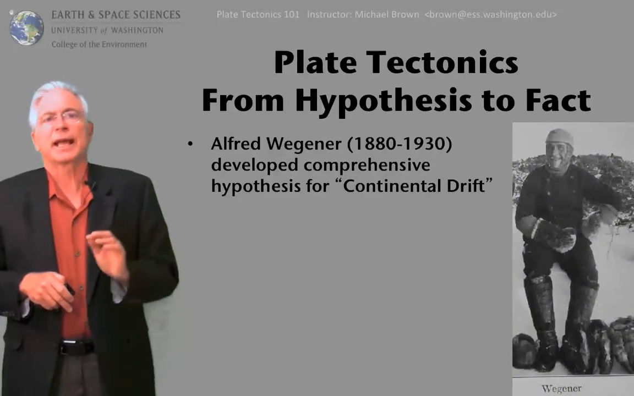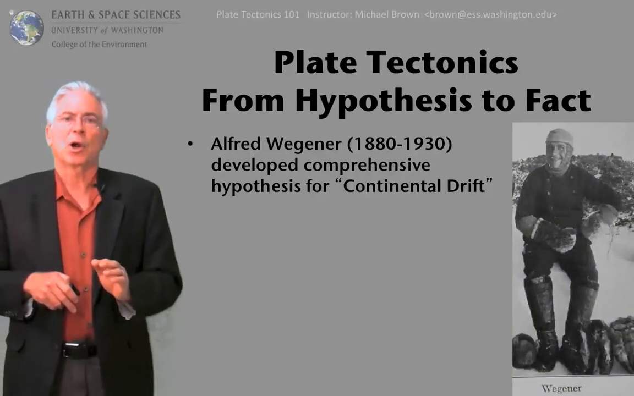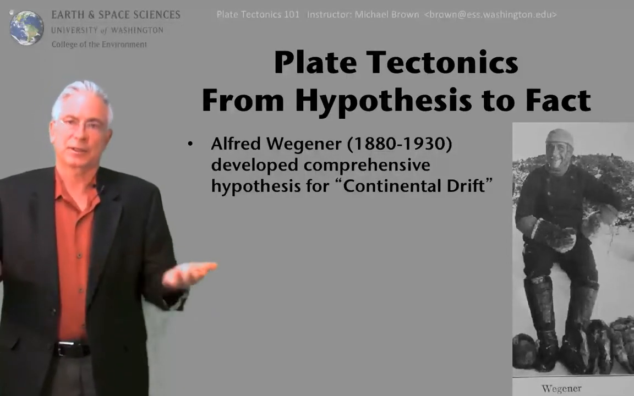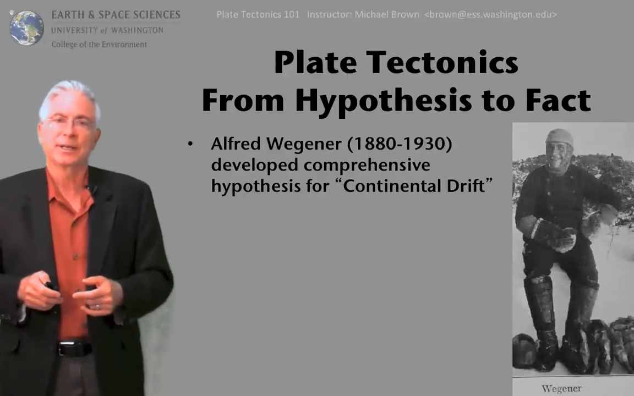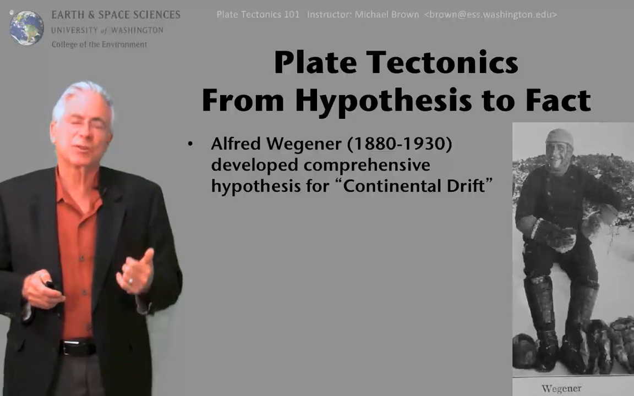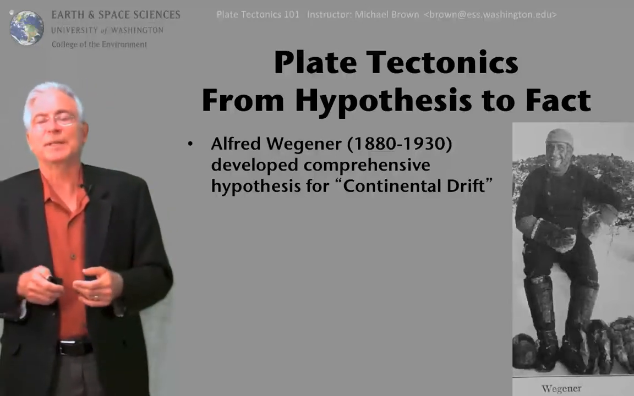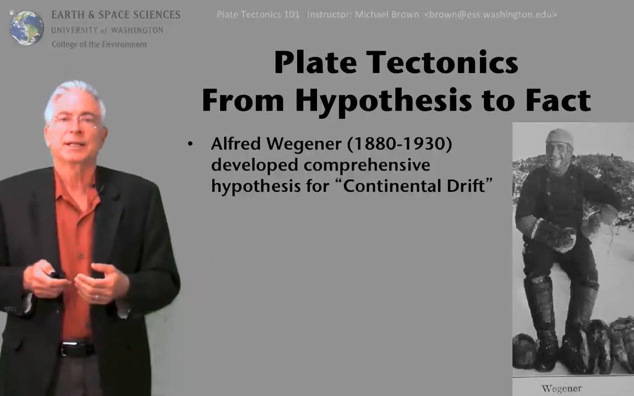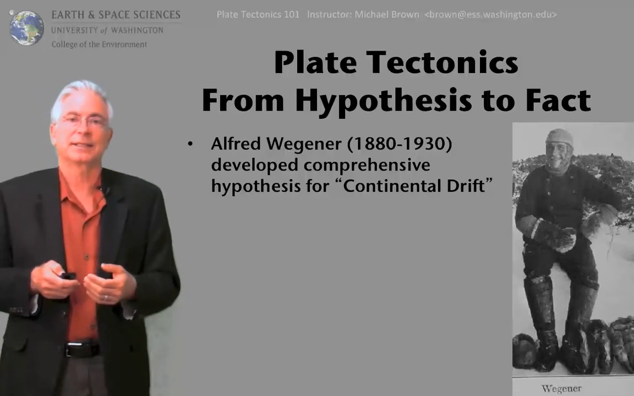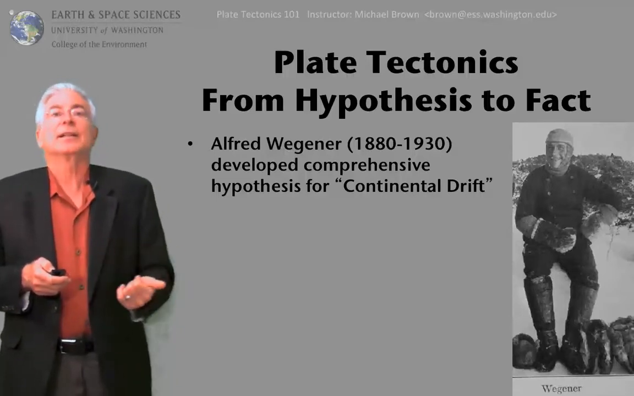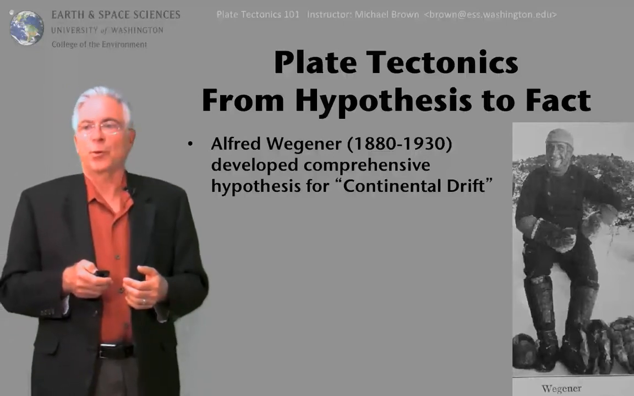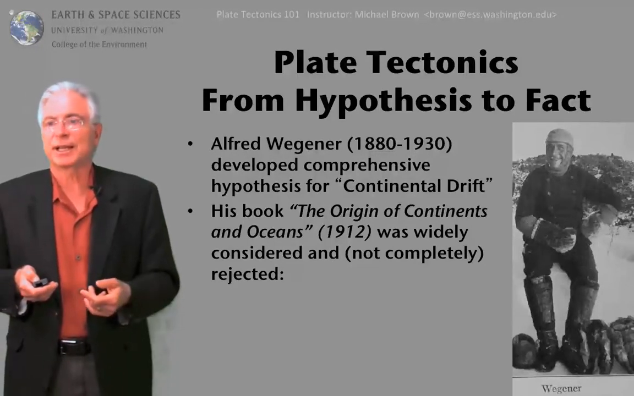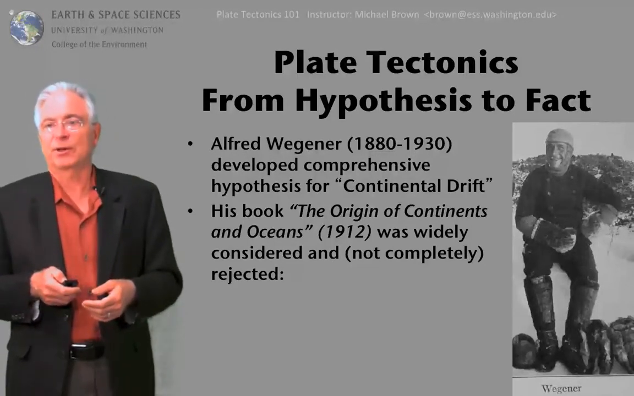Well, let's look at the early 20th century, and an early pioneer in forming a solid hypothesis that could be scientifically tested was Alfred Wegener. Alfred Wegener was an Austrian who served as a meteorologist and polar explorer doing early scientific investigations in Greenland. He developed a comprehensive hypothesis for continental drift. His book, first published in 1912, was titled Origin of the Continents and Ocean.